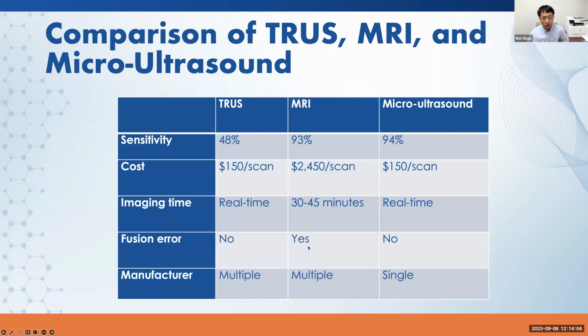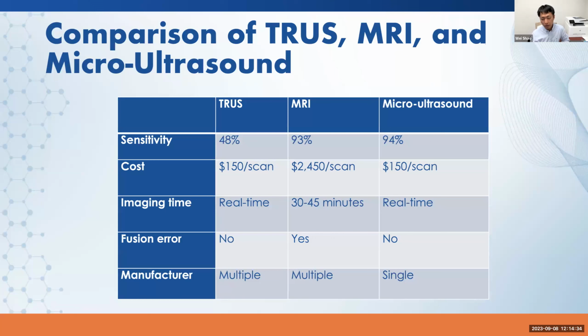Actually, for this type of alignment, fusion of MRI and ultrasound, you have to purchase a new machine to do that. But it's still a challenging task. There are a lot of errors during the fusion. And this fusion error causes about 50% of the diagnostic error in MRI ultrasound guided biopsy. And you don't have such a concern for micro-ultrasound guided biopsy, because you can do the real-time imaging of the cancer. There's no fusion involved.